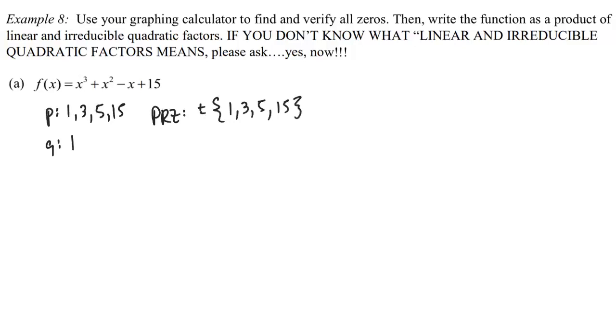Okay, using the calculator to figure out which of these actually are zeros, by using the table, it's going to tell you that x equals negative 3 is the only number from that list that is a 0.